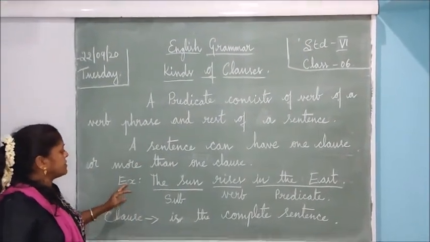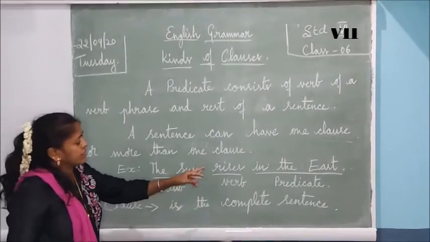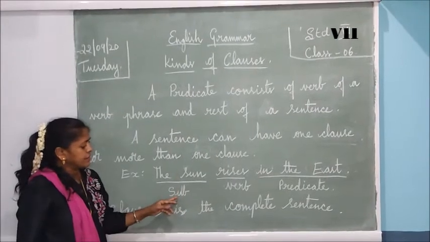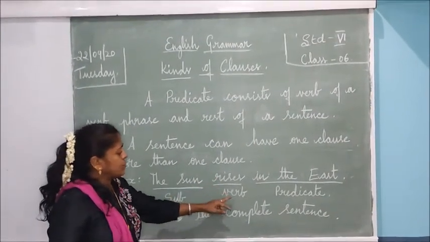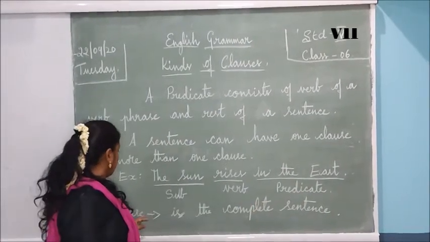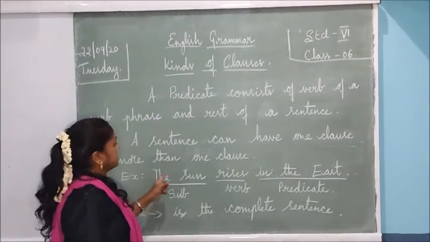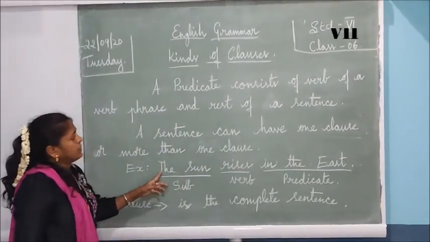Okay. So the first clause is the complete sentence. The sun rises in the east. The sun is the subject. Rises is the verb. In the east is the predicate. Okay. So the clause is the complete sentence. So the sun rises in the east is the complete sentence.